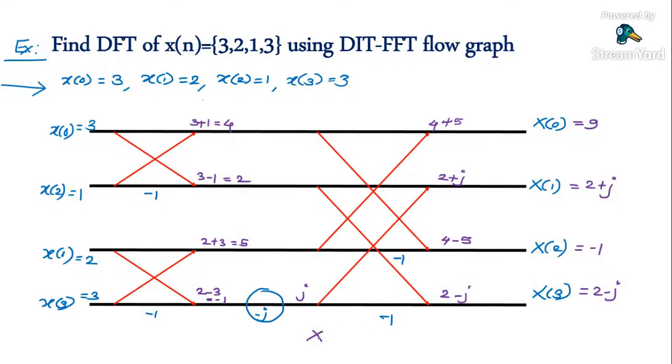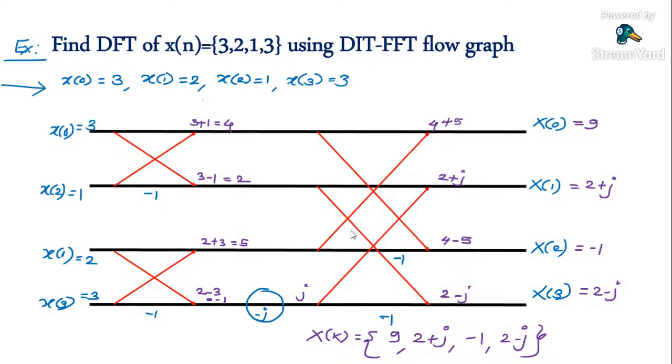So we can write x of k is equal to 9, 2 plus j, minus 1, 2 minus j. So this is the answer for the DFT using the 4-point DIT FFT flow graph. So this is the fast Fourier transform.